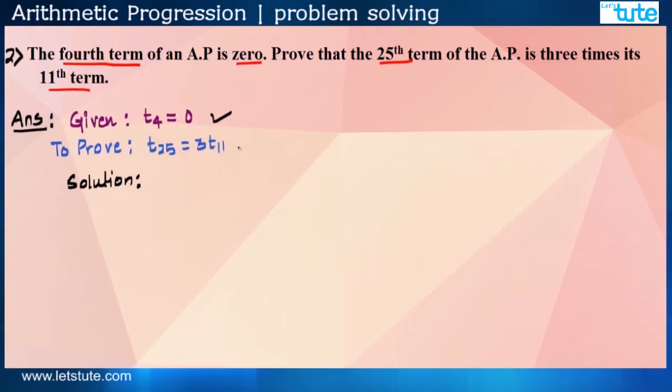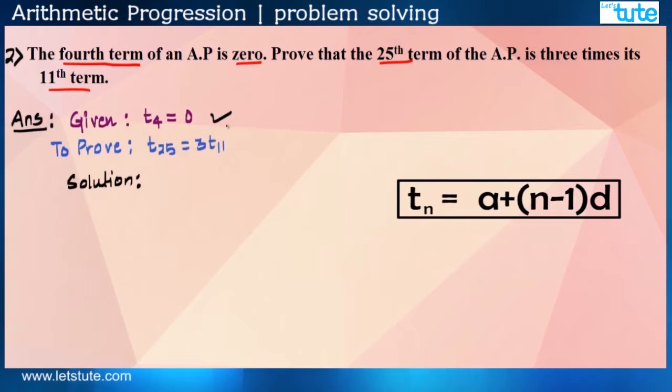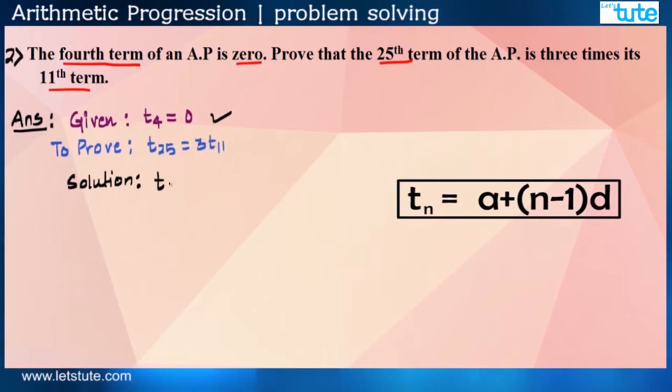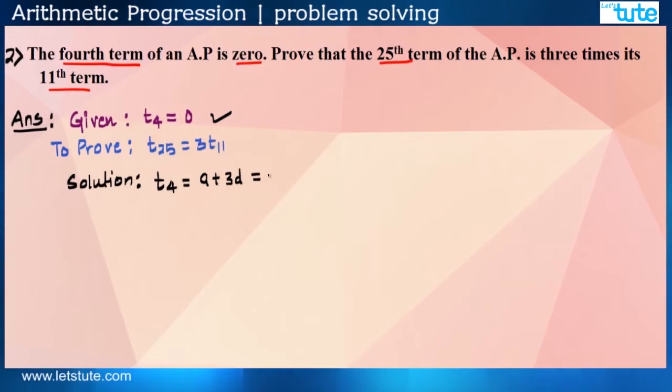So we'll take the help of the given thing, T4. What we can do is write T4 in the form of a plus d. We know the formula Tn is equal to a plus (n minus 1) into d. Remember? So we'll write T4 as a plus (4 minus 1)d, that is a plus 3d, which is equal to 0. So this is our equation number 1. That means whenever we get a plus 3d, we can simply write 0 over there. This is a kind of hint for us.